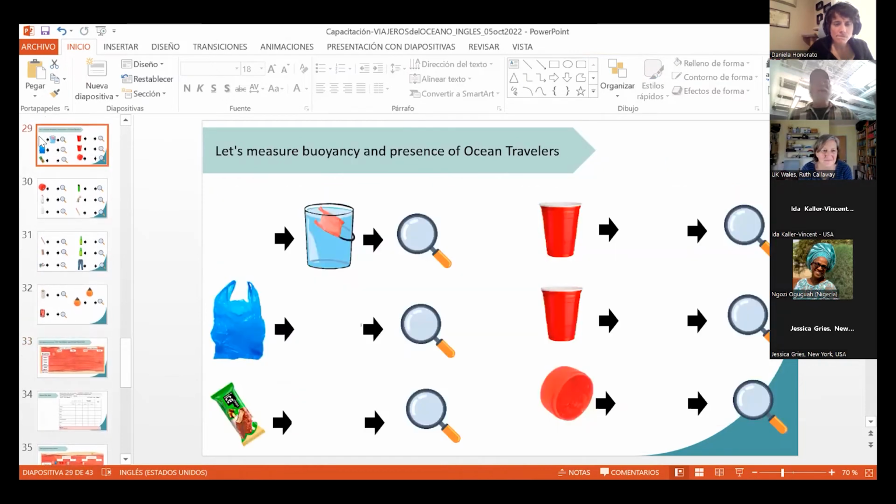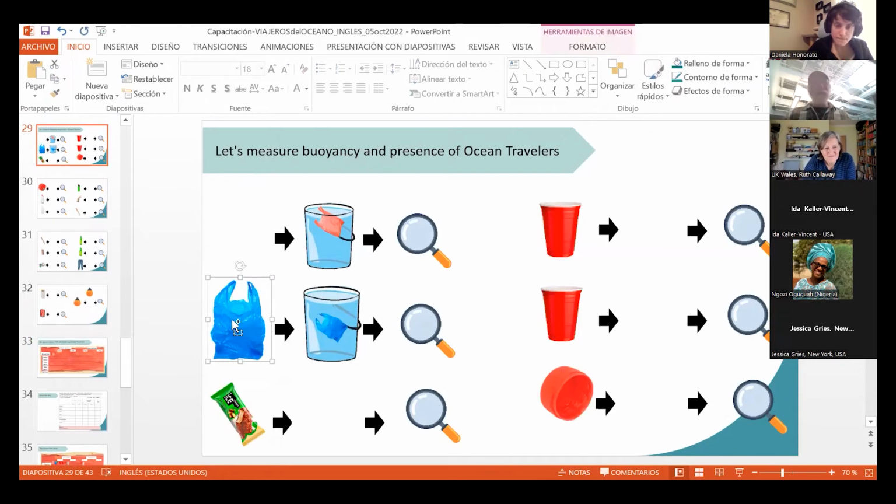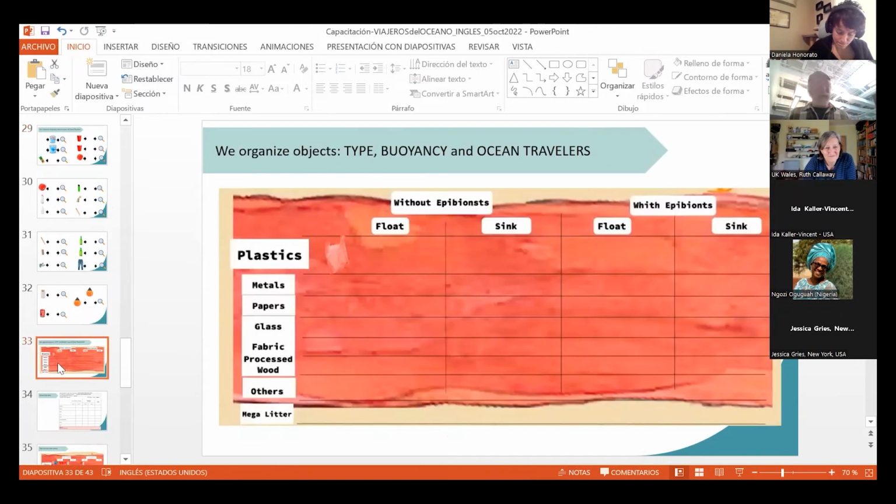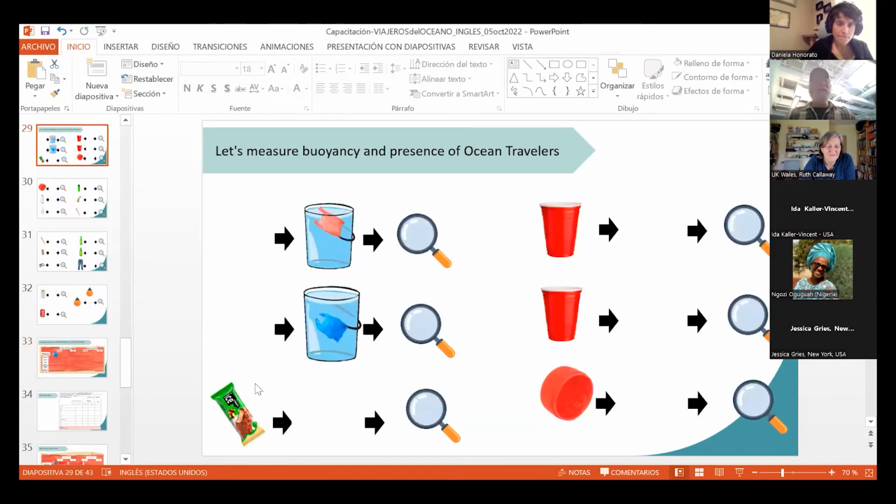And then the next plastic bag, well, we would think it also would float, but we test it out, and you can see here, this goes already in the direction of Ruth's question. It doesn't float as nicely as the others, so we wait a little bit, but it doesn't sink to the ground. It remains suspended, and so we also consider that as floating, and it's also without epibionts, so it goes right next to our other plastic bag into this category.